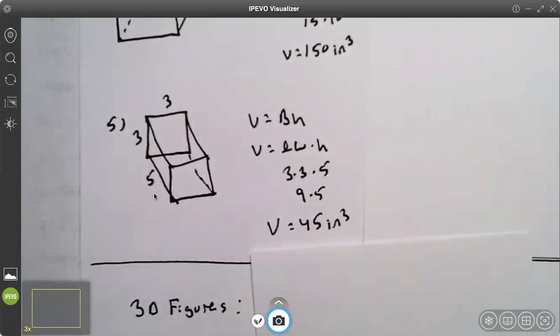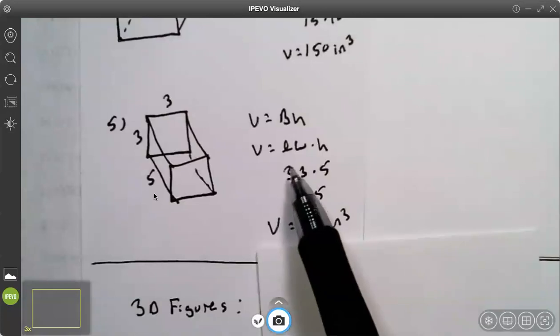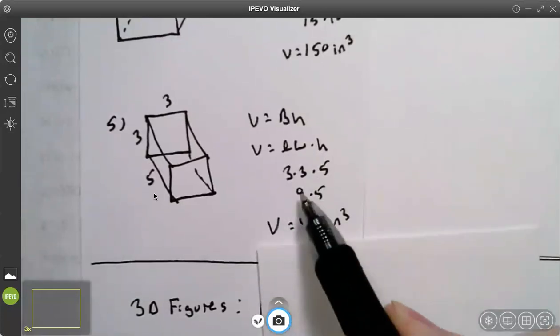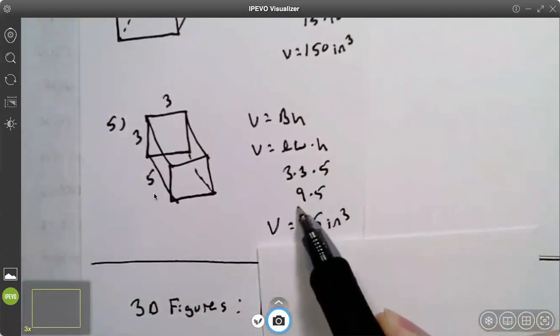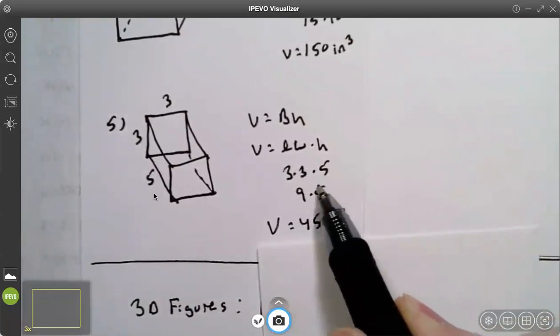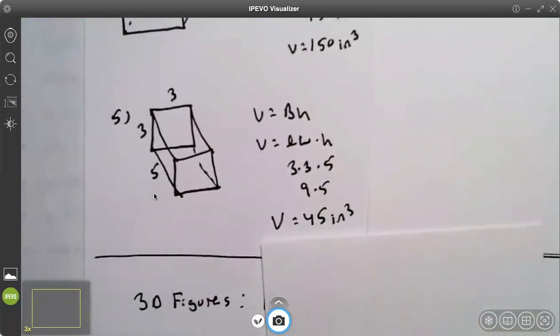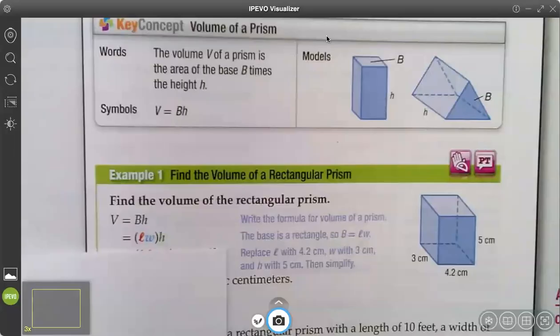Now, you could just take your calculator and say length times width times height, 3 times 3 times 5. But I want you to understand that it's the area of the base, which is 9, times the height or depth of the prism, which is 5, because there will be other problems where we have to know that and use that. You try this one. Here's our rectangular prism. It gives us the 3 dimensions. Plug them into the formula right here and see what answer you get.